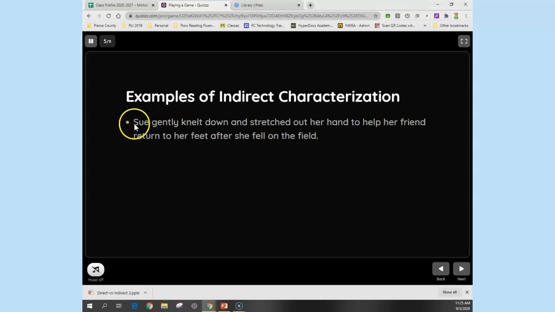But as you see, it doesn't say Sue is kind, helpful. It just tells us what she did, because she knelt down and stretched out her hands, and we have to infer what she's like. We have to come up with the adjective on our own. So that's an example of indirect characterization because the author did not directly tell me that she's kind. We have to look at what is said and then decide.